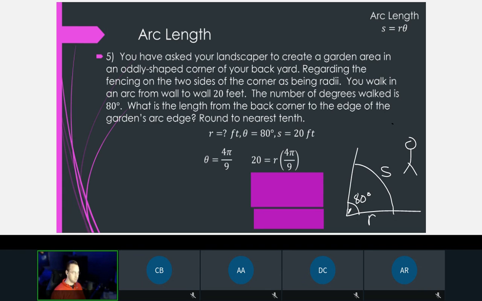All right, time is up. So what is your final answer rounded to the nearest tenth? So we got 14.3 feet. 14.3, got 45 feet. What else we got? 14.3 feet.